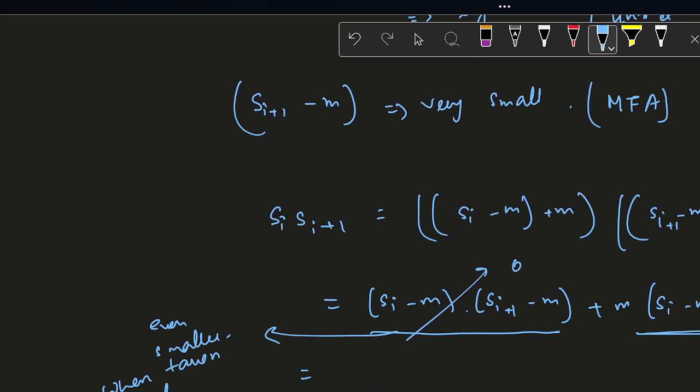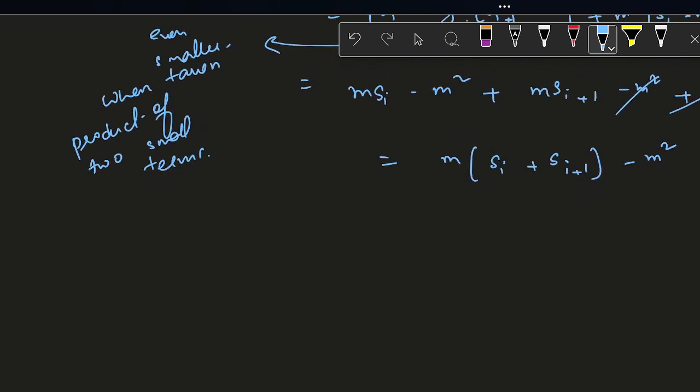And what we get is m into (Si minus m squared). So we are separating it out again. m into (Si+1 minus m squared) plus m squared. So this m squared cancels out, and this is m into (Si+1 minus m squared). So up to this we have obtained.